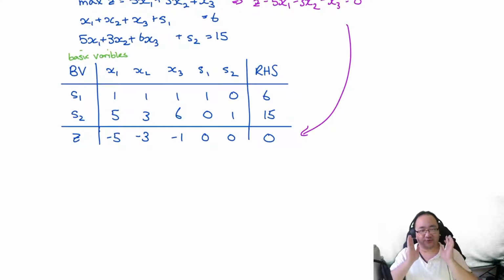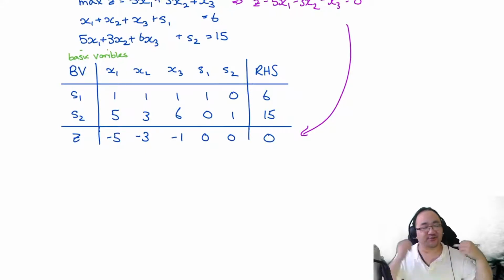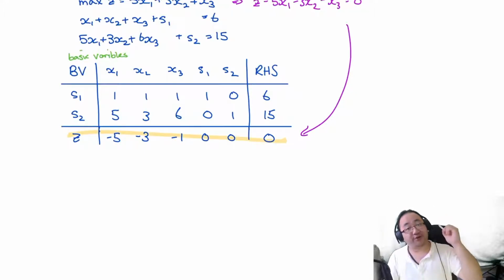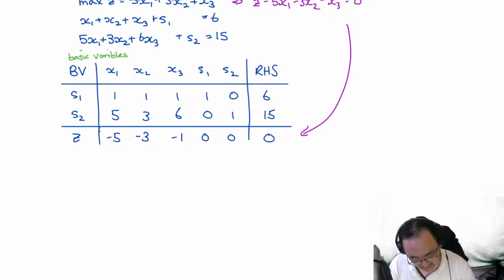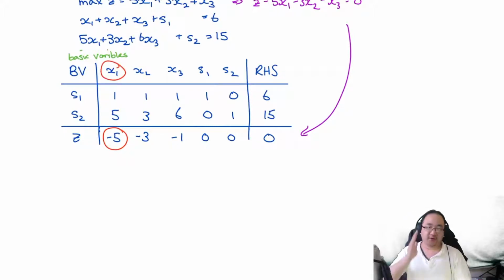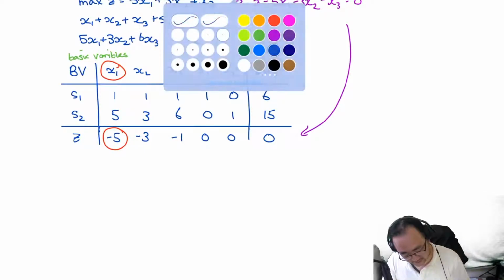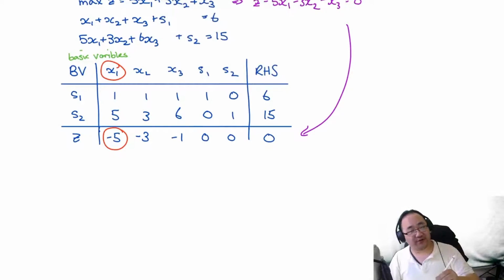So step two, the next step is that because it's a maximization problem, we want to choose the most negative reduced cost. What do I mean by the most negative reduced cost? Basically, in the last row, the Z row, we want to choose the most negative number. In this case, this is going to be -5, which corresponds to x1. What this means is that we are going to add x1 to the set of basic variables, but now we have to choose which one of s1 or s2 to take out.